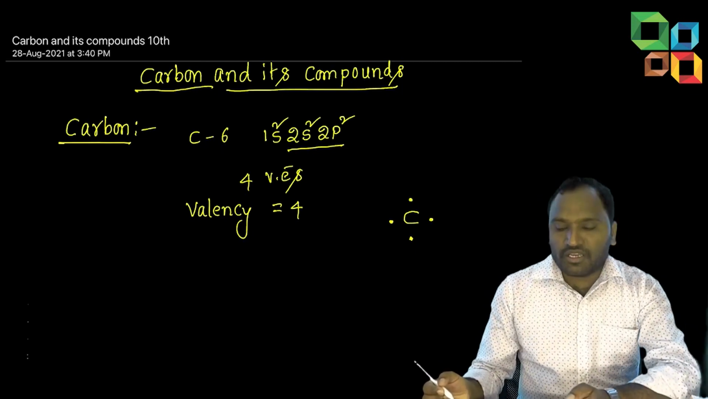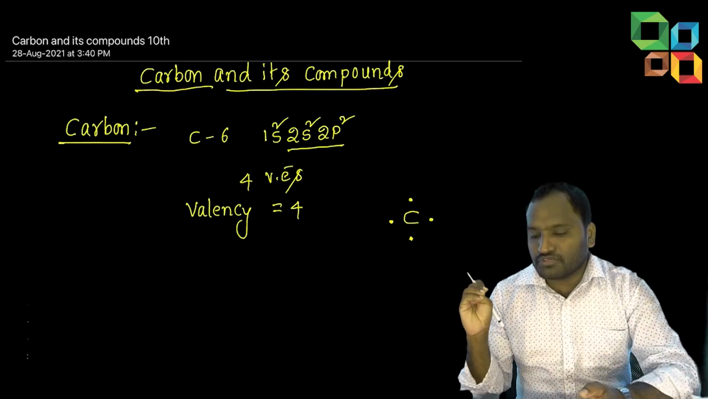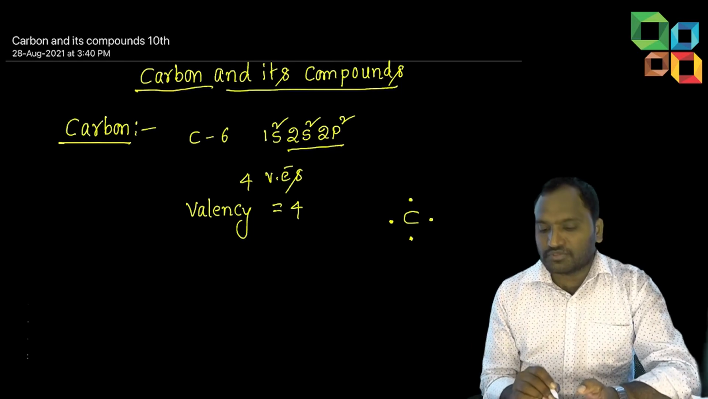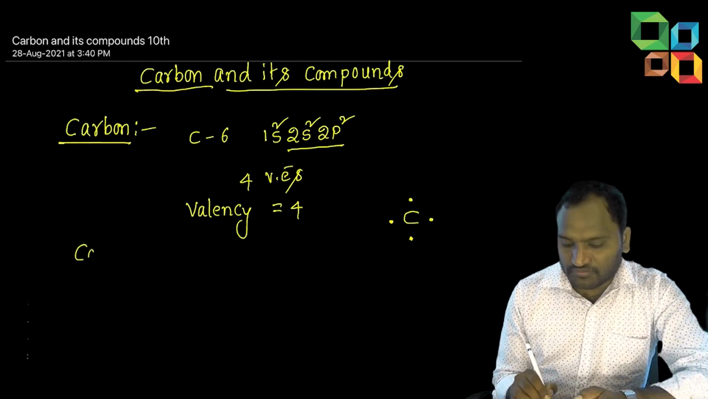Because of its tetravalency, it can form long chains, branched chains, and also cyclic compounds. That property is called catenation.